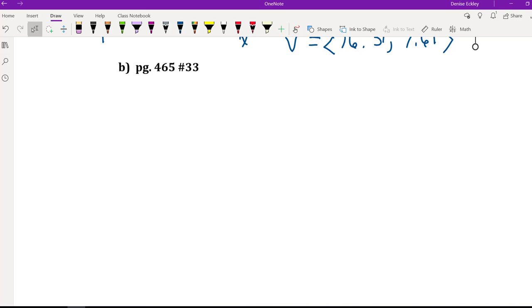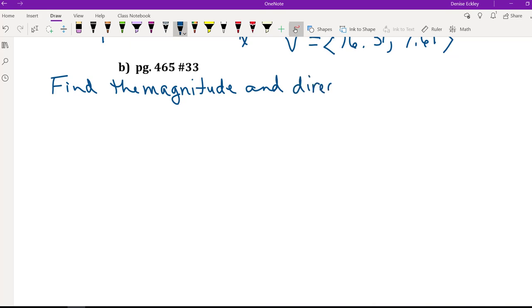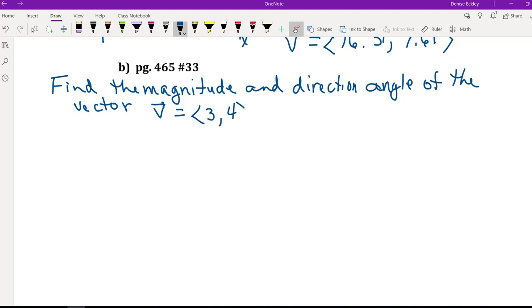Okay, next example, number 33 on page 465. In this example, we are to find the magnitude and direction angle of the vector. So now we need to work backwards a little bit. This time we're given the component form, and we're going to work the other way. The easy part to do first is the magnitude, so we'll do that first.